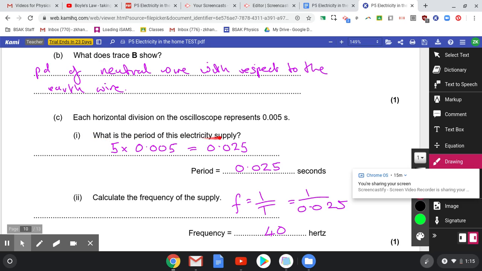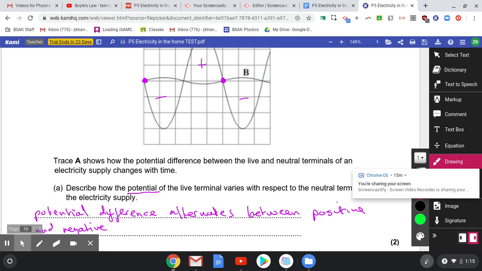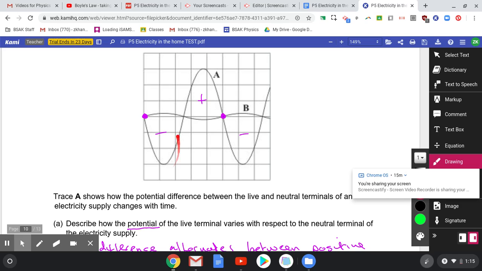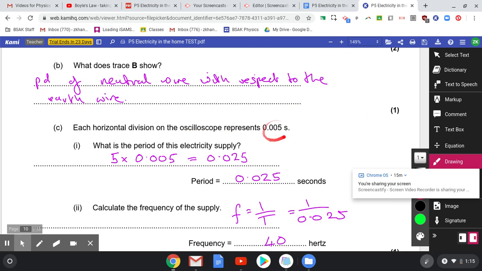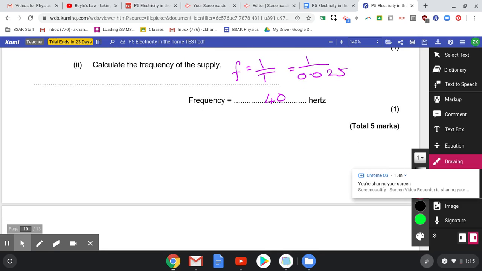So what is the time period of the electricity supply? The time period is one complete cycle, so that's between this point and this point. That's 1, 2, 3, 4, 5 squares. Each square represents 0.005 seconds. So that's 5 squares times 0.005, that's 0.025 seconds. And frequency is 1 over the time period, and that gives us 40 hertz.